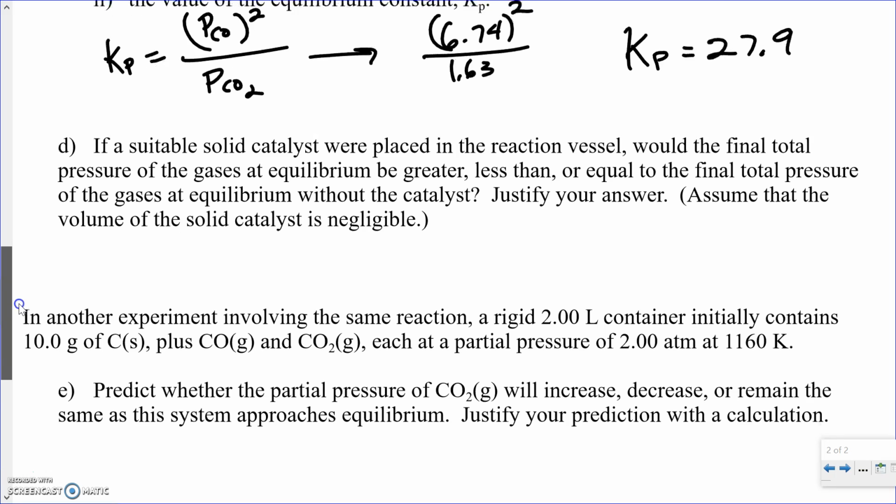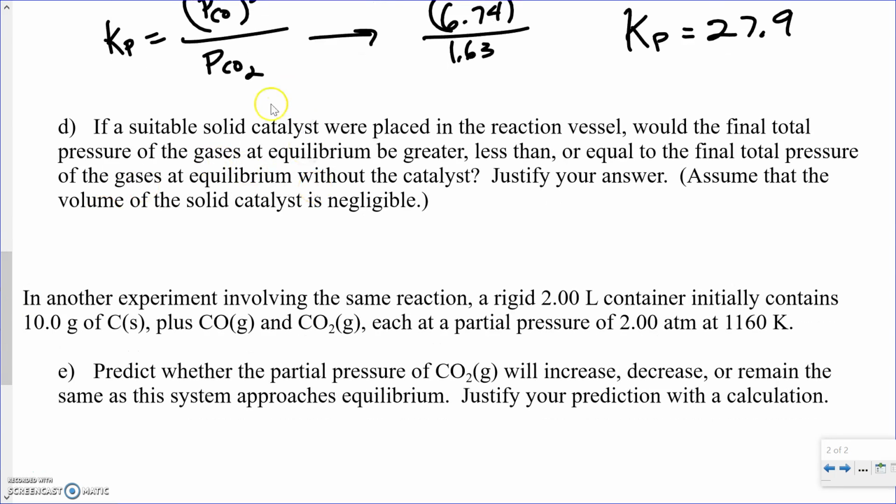Moving on to part D. So first and foremost, we haven't talked a lot about catalysts, but we have mentioned them a little bit. And many of you took AP Bio, so you already have an idea of what a catalyst is. And we will come back and talk about catalysts when we get to kinetics a little bit later, once I am back from maternity leave.